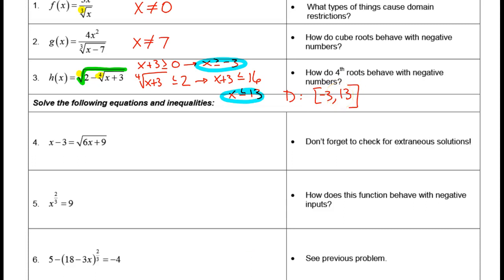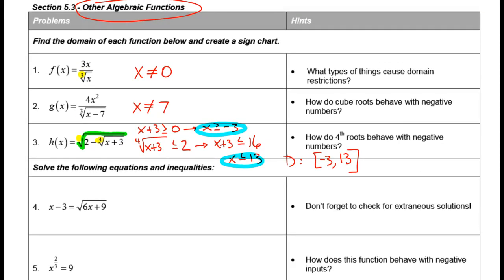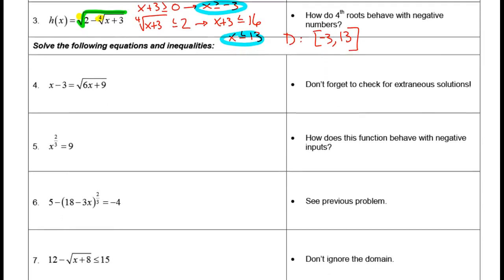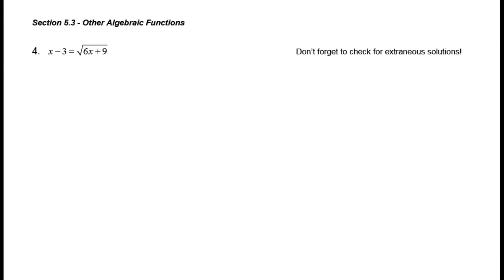All right, folks, so we're done with these questions about domain. Let's move actually into some solving stuff. So question 4 through 10 says solve the following equations and inequalities with a little hint on each side. So let's go ahead and I've got a separate page set up for each of these just to give us a little bit of room to work. All right, first thing we have here is x minus 3 is equal to the square root of the quantity 6x plus 9.